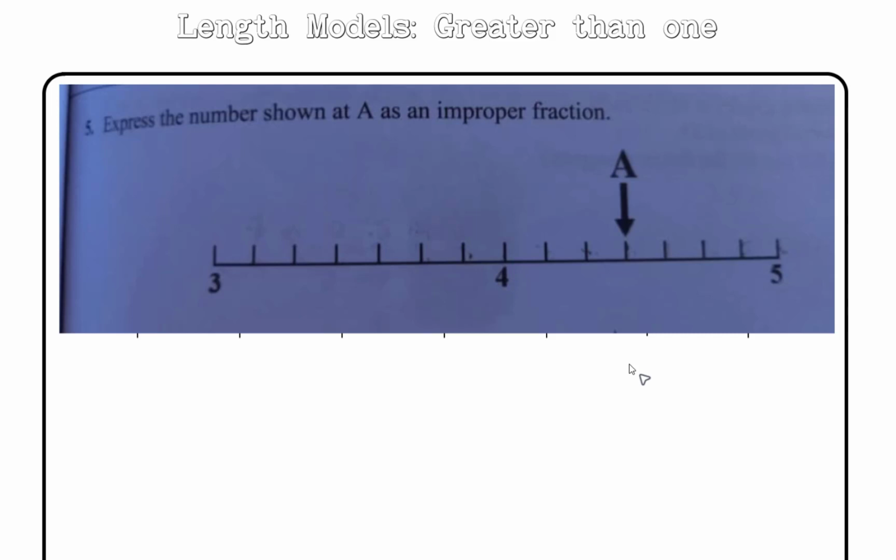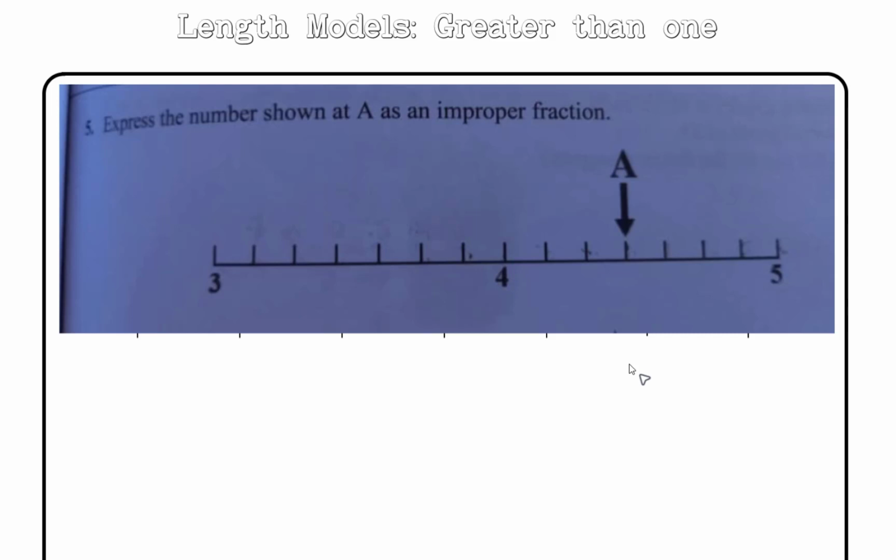Question number 1. Fractions are not numbers, so they shouldn't be written on a number line. True or false? If you said false, you are correct. Fractions are numbers, and any number can be written on a number line.